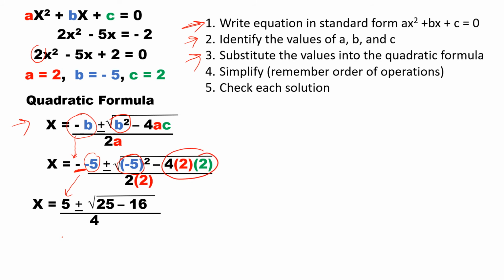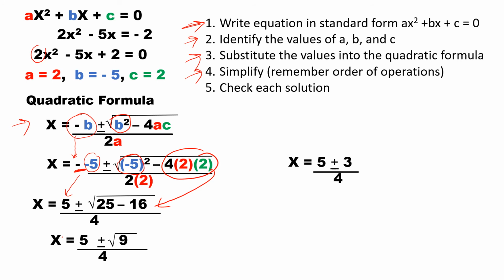The 4 times 2 times 2 gives you the -16, and then 2 times 2 in the denominator gives you 4. So all I'm doing at this point is I'm simplifying and using my order of operations. 25 minus 16 gives me the square root of 9, right? Ask yourself, can you simplify the radical? In this case, we can. Well, square root of 9 is 3. So we end up with 5 plus or minus 3 divided by 4.